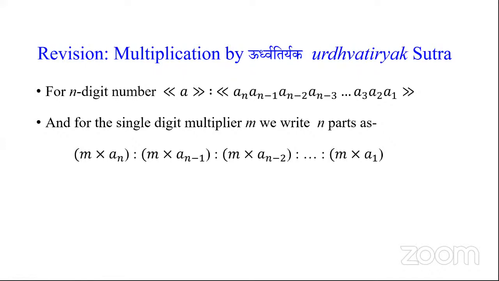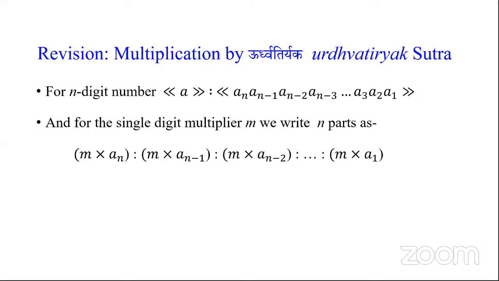m multiplied by a_n, the highest place digit, first part. m into a_(n-1), second part. And it will go up to the unit place, m into a1. It is just a theoretical representation of what we have done yesterday. Please write this way so that we can apply it easily. m into a_(n-1), second part. The colon between the two denotes that they are the parts and not the digits. They are the parts, remember. m into a_(n-2), and it will go up to m into a1.